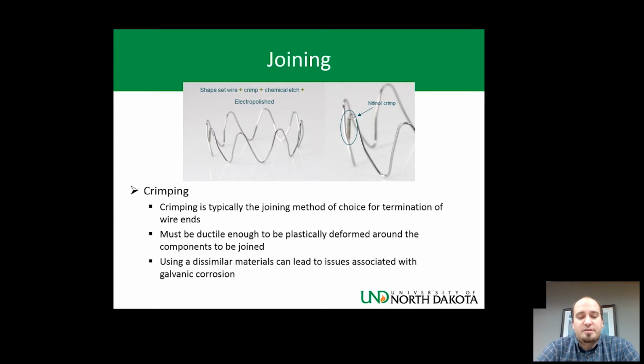Important design considerations include that the crimp must be ductile enough to be plastically deformed around the components to be joined. Using a dissimilar material such as stainless steel for the crimp tube can lead to issues associated with incompatibility of material properties and galvanic corrosion.